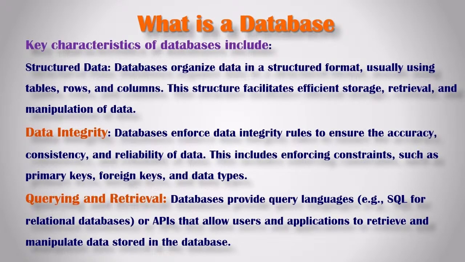Key characteristics of databases include structured data. Databases organize data in a structured format, usually using tables, rows, and columns. This structure facilitates efficient storage, retrieval, and manipulation of data. Data integrity. Databases enforce data integrity rules to ensure the accuracy, consistency, and reliability of data. This includes enforcing constraints such as primary keys, foreign keys, and data types.